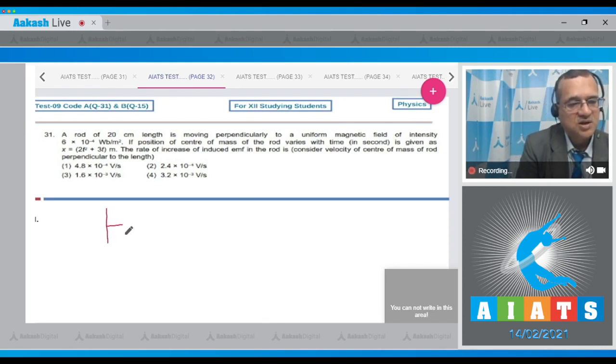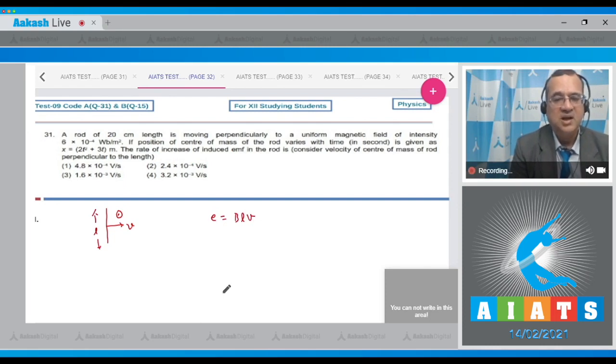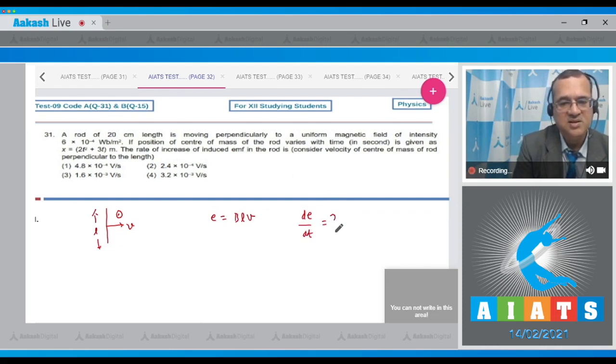See, this is the rod moving with velocity v, it has the length L, and there is a uniform magnetic field B. Then you know that the motional EMF is equal to BvL. Now what is required? The rate of increase of induced EMF. Now it's given that x = 2t² + 3t. So if you take the derivative, v = dx/dt, which is equal to 4t + 3.